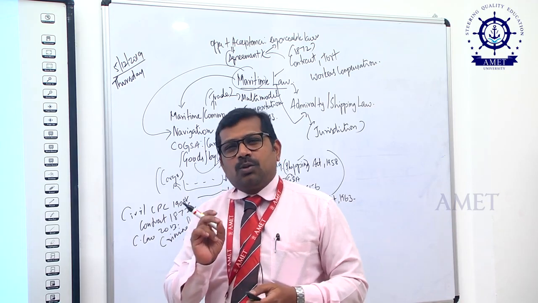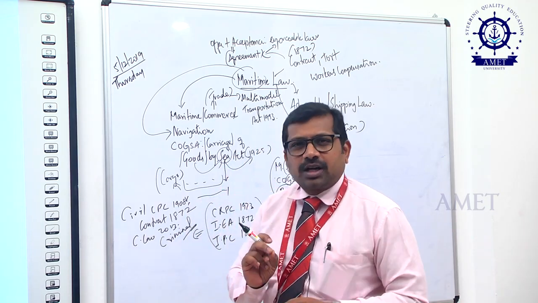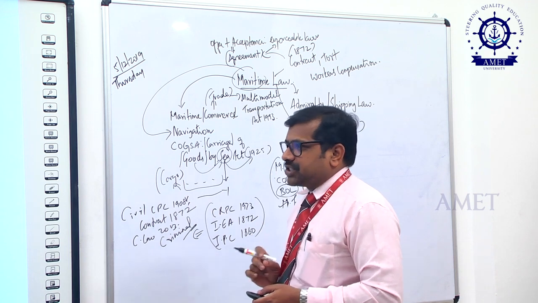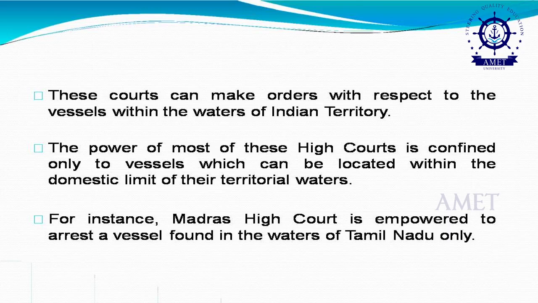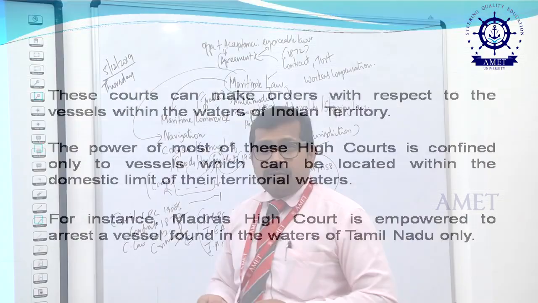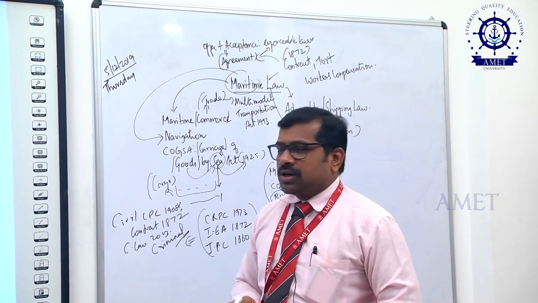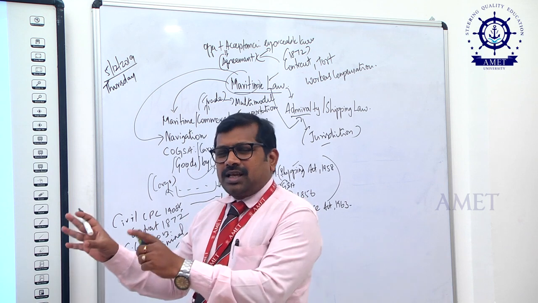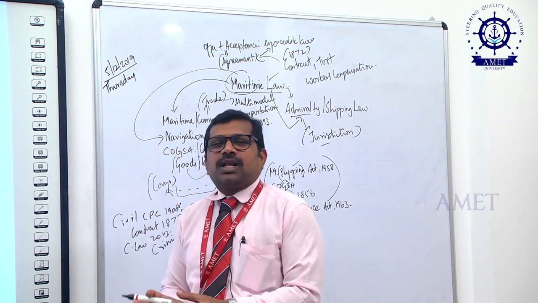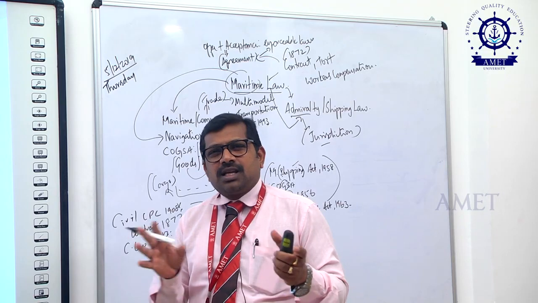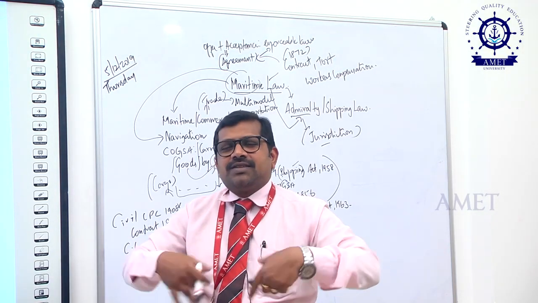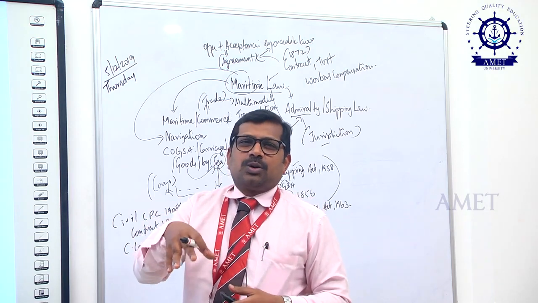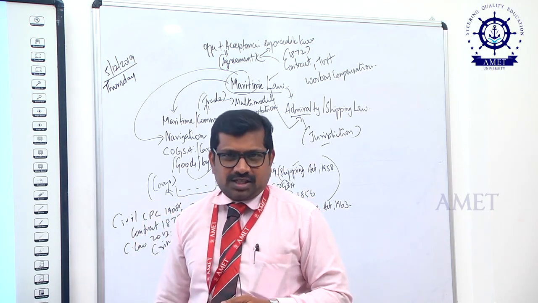So, the territorial water jurisdiction, which is most important, is also called admiralty jurisdiction, for which I have given one example. The Madras High Court is empowered to arrest a vessel found in the waters of Tamil Nadu only. With this example you can easily conclude that in each and every state wherever high courts are there, they may have the right to arrest a vessel that comes under the territorial waters jurisdiction of that particular state.